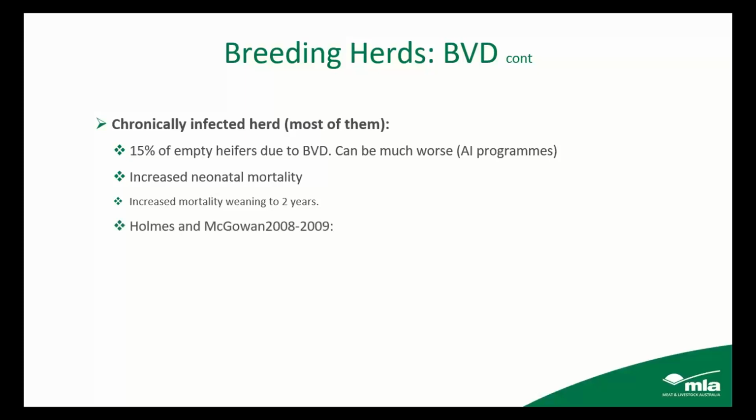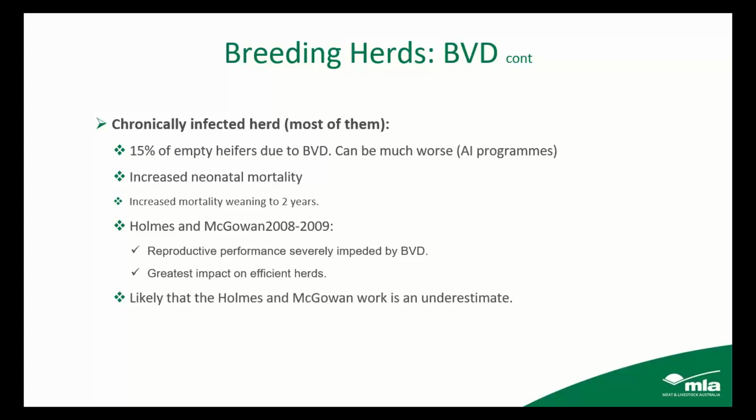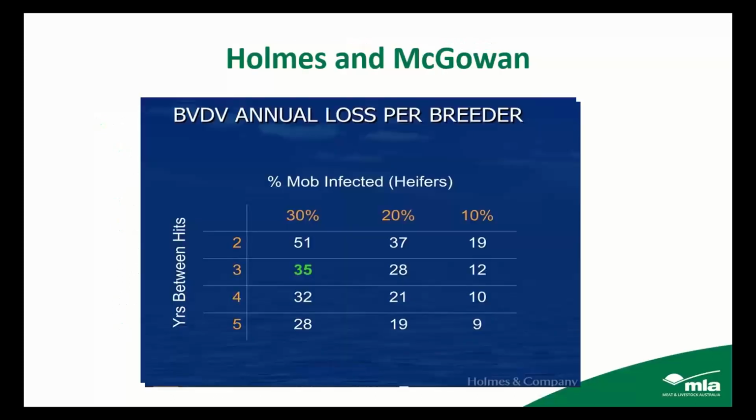Holmes and McGowan modelled this when the BVD vaccine first came on the market. Their conclusion was that the reproductive performance was severely impeded by BVD, and the more efficient your herd, the greater the path of destruction. So let's have a look at some of their figures. Just before we go to the figures, Richard Shepherd has done some more recent modelling for the dairy industry, and even as we speak, I hope he's working on beef herds as well.